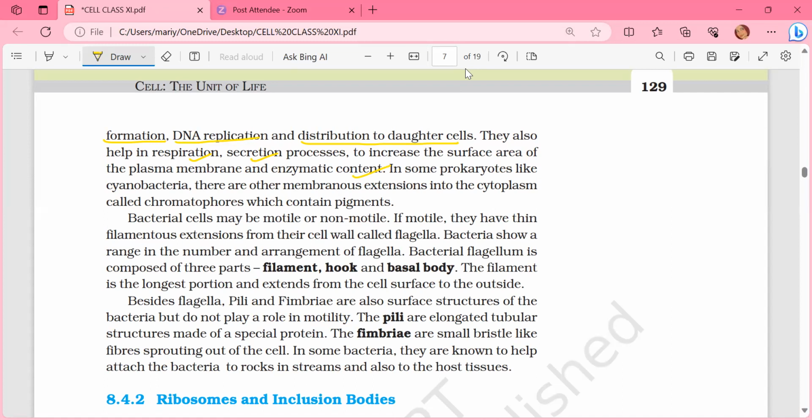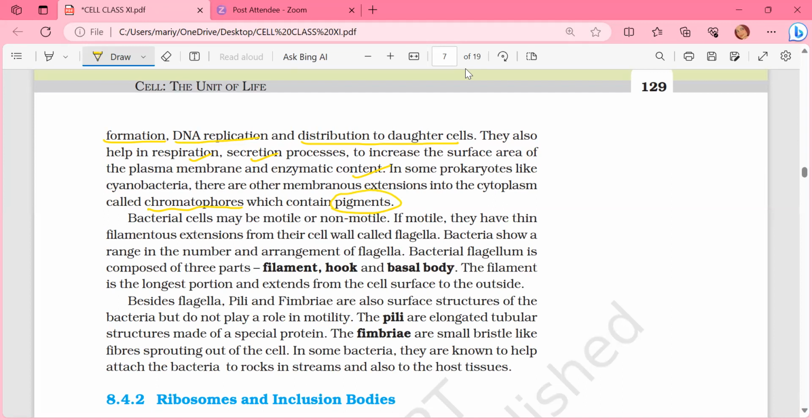Now, in some prokaryotes like cyanobacteria, which are also known as the blue-green algae, there are other membranous extensions into the cytoplasm. The membranous extensions of the cyanobacteria are known as the chromatophores. Anything where there is chrom, it means pigments. So those membranous extensions that contain the pigments are known as chromatophores, and the same membrane extension without pigment would be mesosome.